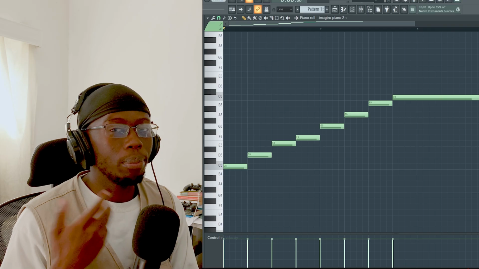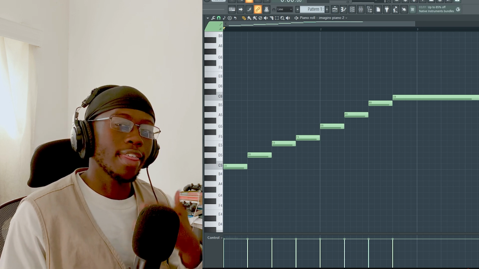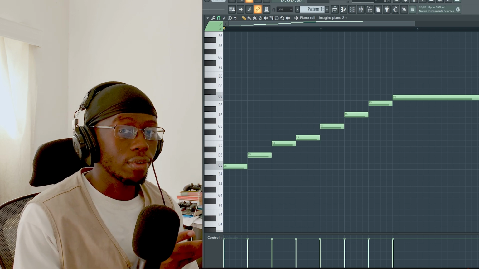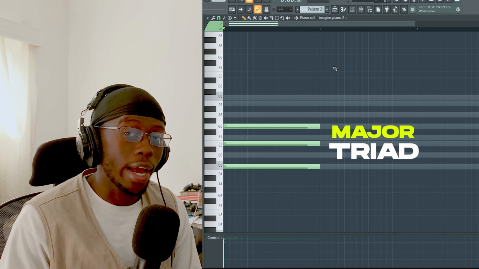And before we get into how we build a major scale, let's just look at one of the things that we can get out of the major scale itself. And that is the triad, the major triad to be specific.